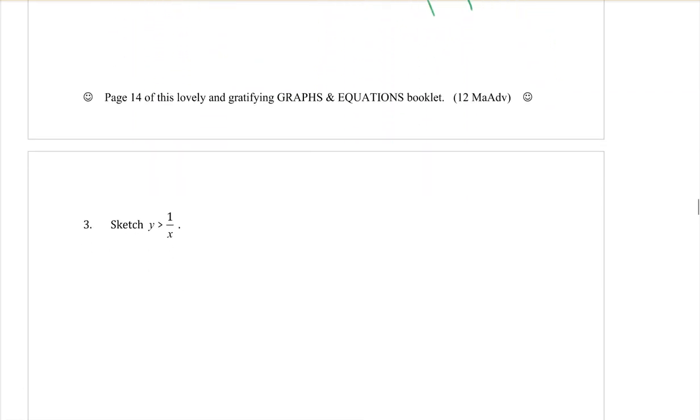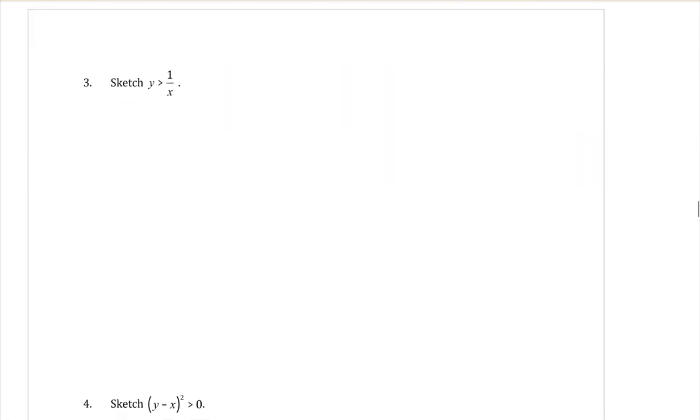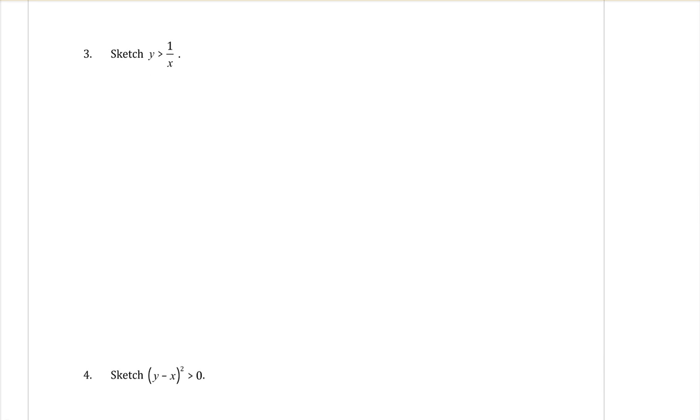Okay, question 3. They're going to start getting a little bit more different from here on. Question 3, I want to sketch y is greater than 1 over x. So again, without the inequality first, if it's y is equal to 1 over x, what type of graph is that? A hyperbola, excellent. Where are the asymptotes? X equals 0, and y equals 0. Zeros for both.